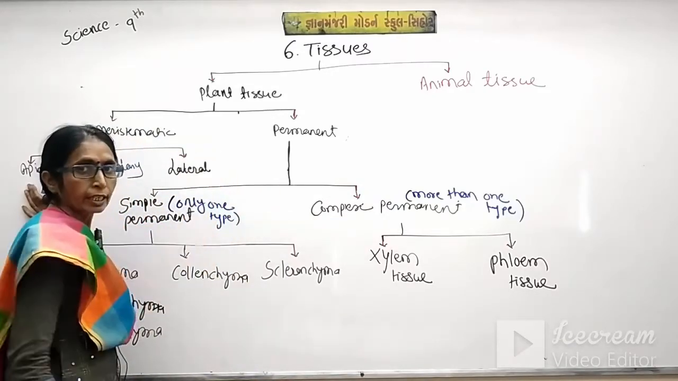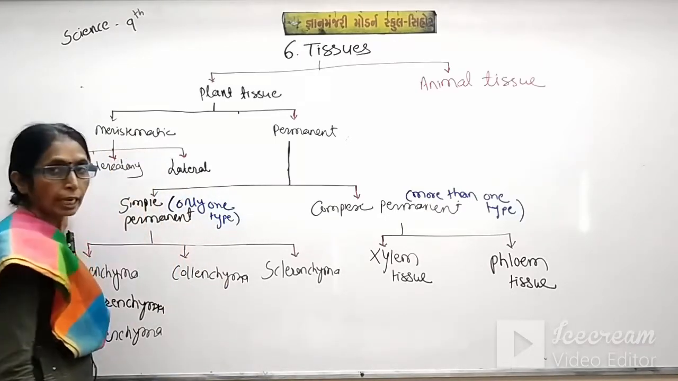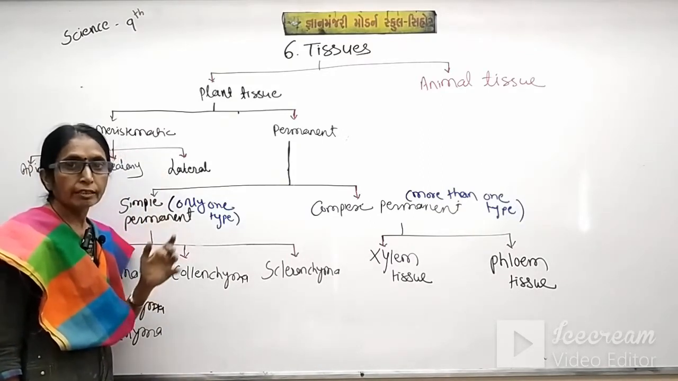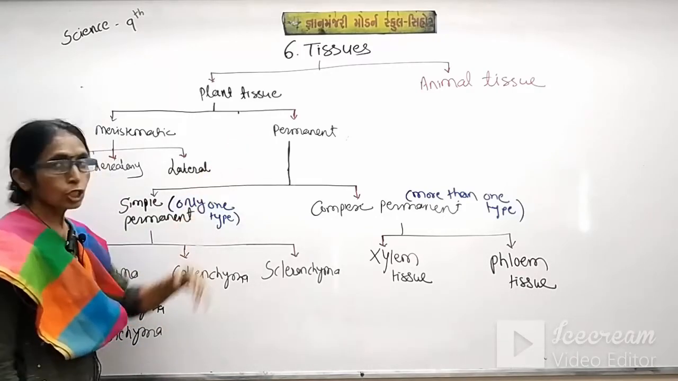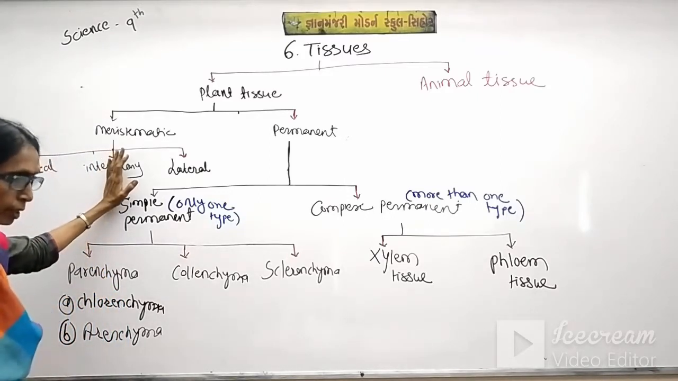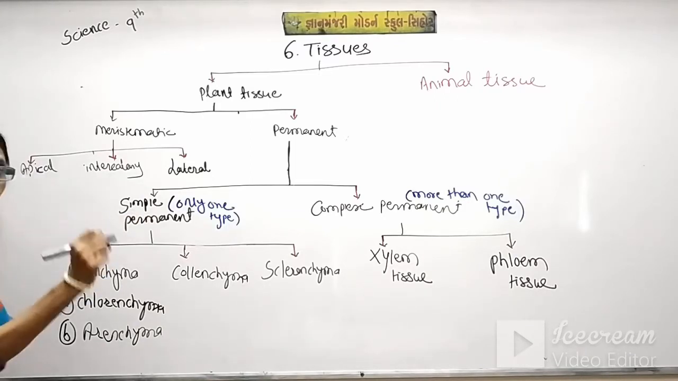Again we have started with plant tissue. This plant tissue is again divided into meristematic and permanent. What are meristematic? We already discussed that these are able to divide. Permanent tissues are not able to divide. Meristematic tissues are divided into three groups: apical, intercalary and lateral meristematic. We have discussed this point and also the functions of these three types, and also we have discussed it through the figure which I have drawn on the board.